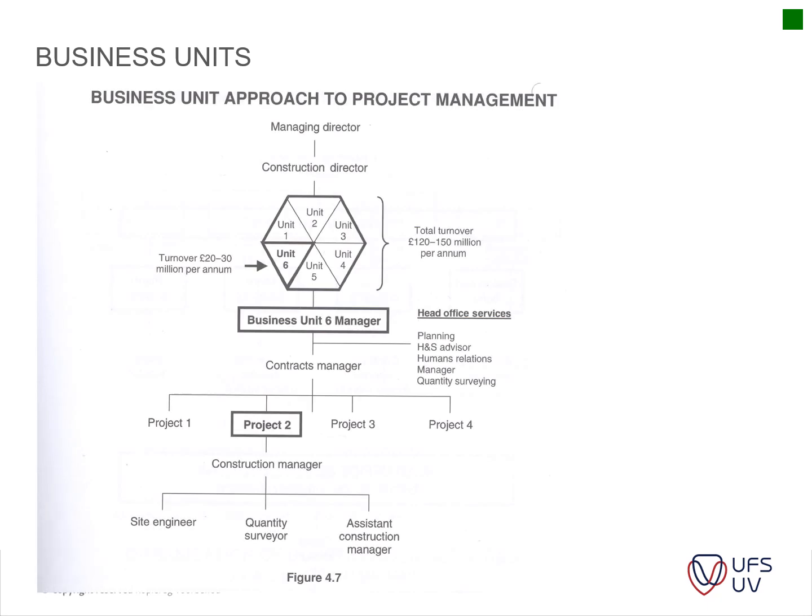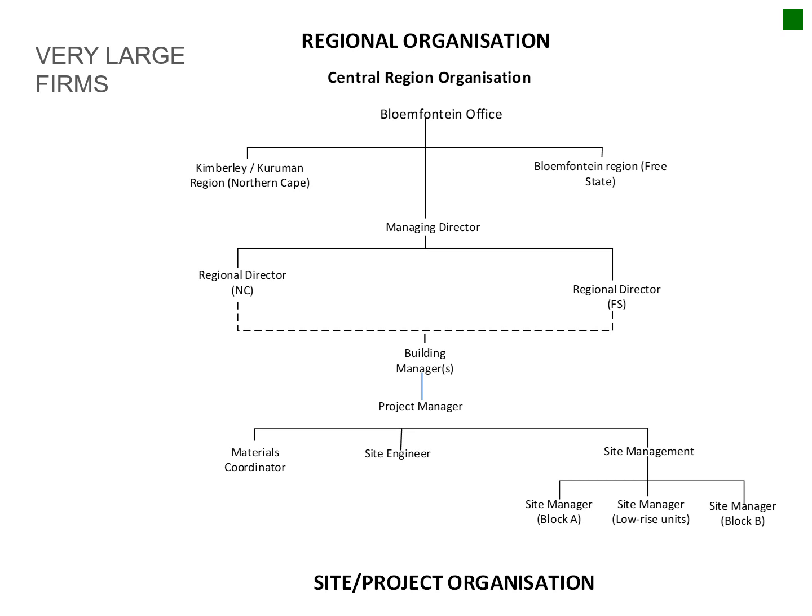Your business units are usually divided into different units according to the work. Business unit manager, you have your contracts manager, and you have project 1, project 2, project 3, project 4. So the units may be anything like looking at civil work or looking at building work. One might be roads or whatever. It depends on how your units are structured. Then the very large firms may have a subdivision of these things, but this is more or less an example.